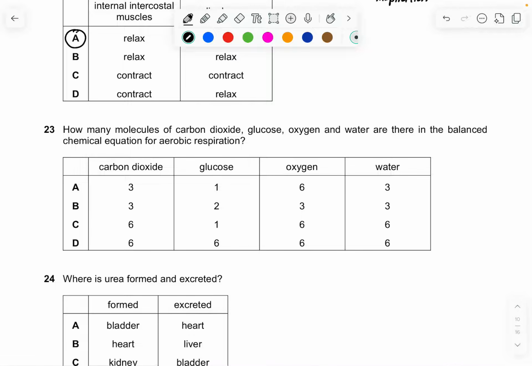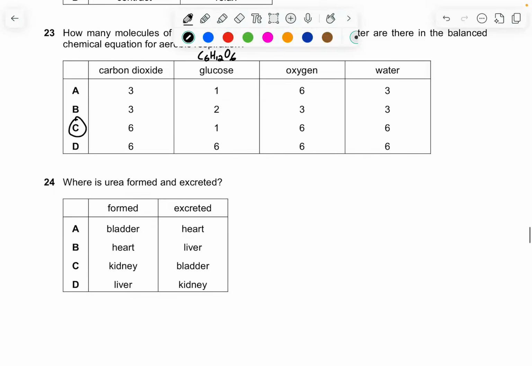Question 23. How many molecules of carbon dioxide, glucose, oxygen, and water are there in a balanced equation for aerobic respiration? Honestly, this is a very simple question, but of course, be careful. The answer is C, but a lot of people might choose D. There's only one glucose, because glucose is C6H12O6: 6 carbon, 12 hydrogen, 6 oxygen. Not 6 glucose. Be very careful with this question.